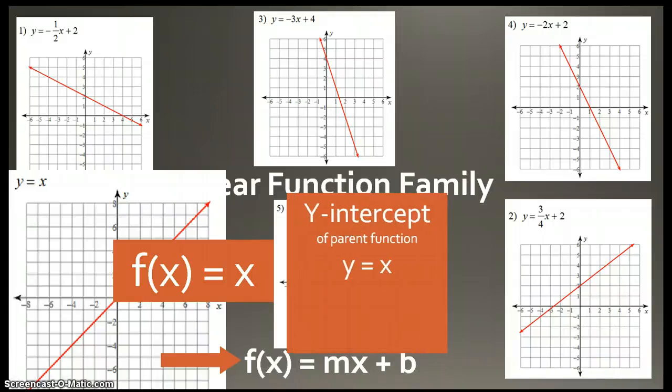In order to find the y-intercept of the parent function, we're just going to plug 0 in for x. If we put 0 in for x, then we get y equals 0. This tells us that the parent function is going to cross at 0. This is important to remember later, so just keep this in mind.